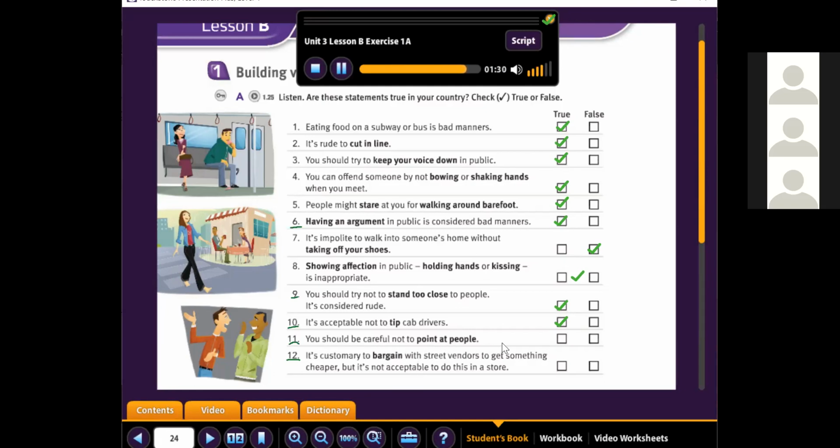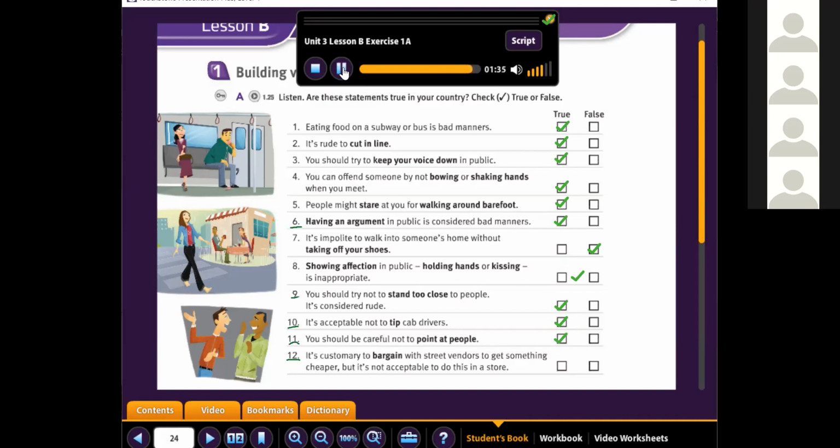Number 11, you should be careful not to point at people. Is it true or false? True. True, yeah, that's it. Because as you said before, when someone is pointing at you, you may feel angry or uncomfortable. So let's see. Okay, let's hear the final statement.